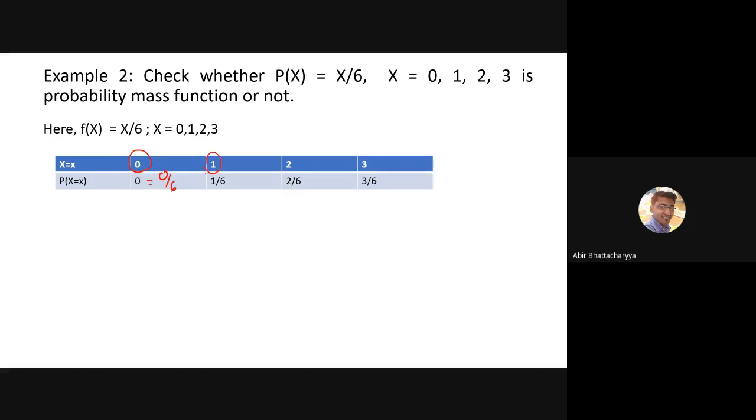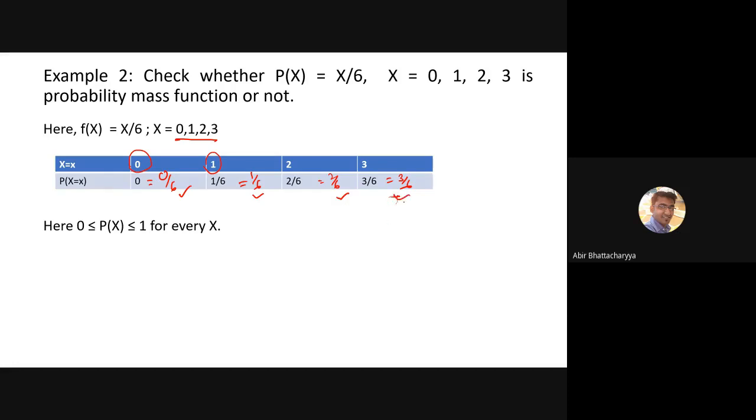So when x equals 1, how many outcomes are there? 0, 1, 2, 3, right? So x equals 1 means 1 by 6, 2 means 2 by 6, 3 means 3 by 6. Now we will add them. First thing is that all the values are less than 1 and greater than 0: 0, 1 by 6, 2 by 6, and 3 by 6.